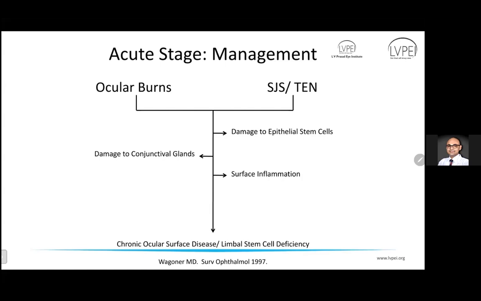And sometimes this process can go out of control and it can become very severe. And then because of all of this, you can have delayed reepithelization. So if the epithelial stem cells are damaged, the conjunctival glands are damaged, the surface inflammation is persistent, it does not subside, then all of this can lead to the epithelialization getting delayed. And when the epithelialization gets delayed, then you have fibrosis. You have fibrosis in the conjunctiva, you have scarring in the corneal stroma, and all of this ultimately will lead to what we are trying to prevent, which is the chronic ocular surface disease or limbal stem cell deficiency.